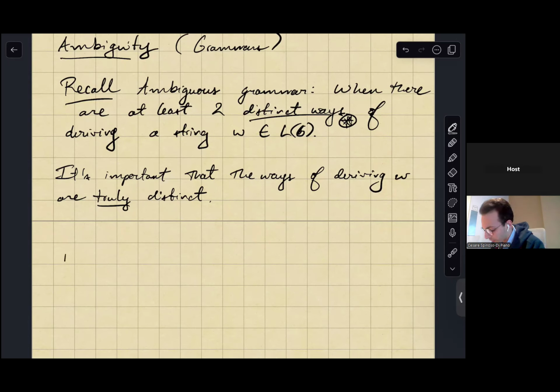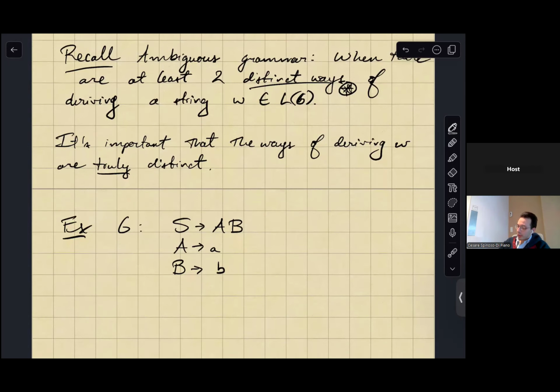Meaningful difference? For example, if I give you the following grammar, consider the following grammar G, a very simple grammar. I have the start variable S, which gives me AB, then A gives me A, and B gives me B. Then L of G is actually just finite, right? The only string that can be generated by G is AB, right?